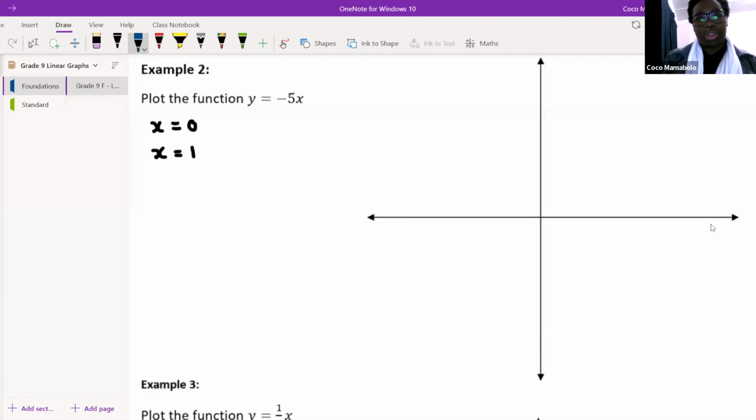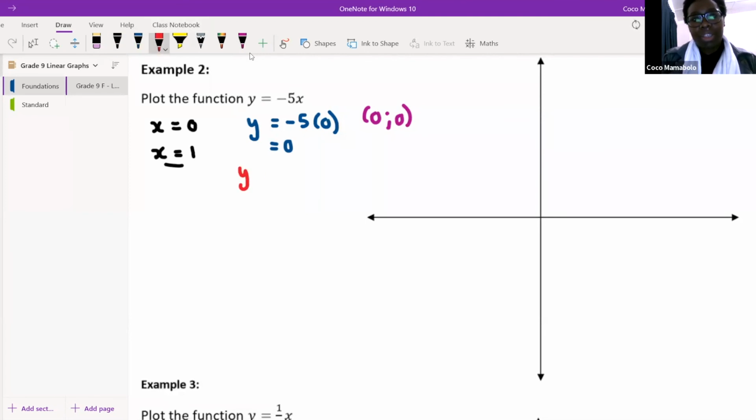So what I'm going to do is I'm going to go y is equal to -5 times 0, and that's going to give me 0. So the first point I'm going to plot is going to be, oh, I love my purple. I'm going to go back to purple. The first point I'm going to plot is 0 and 0. And then if I make my x equal to 1, I can go y is equal to -5 multiplied by 1, and that's going to give me -5. So the second point I'm going to plot is my x value is 1 and my y value is -5.